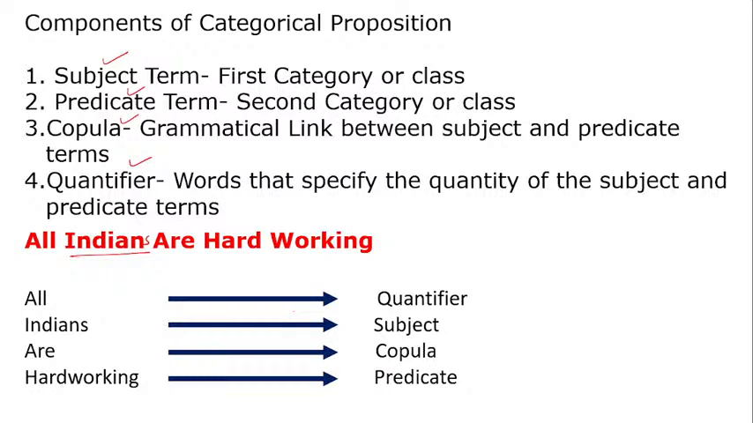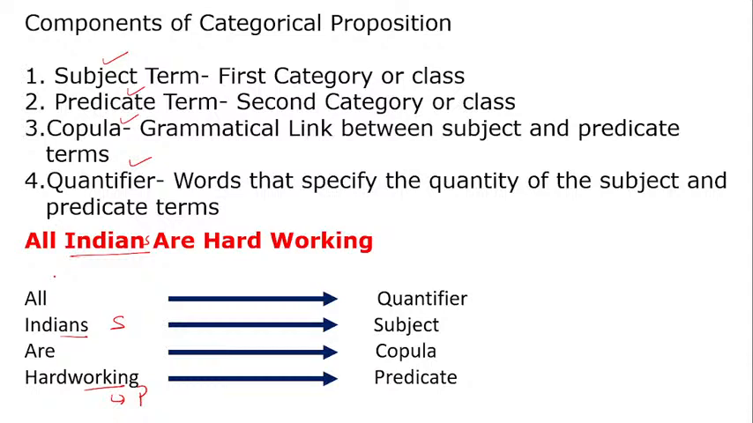No problem, Shreya. It's okay. So, all Indians are hardworking. The subject is Indians, right? And what is the quality of that? The predicate tells us about the subject. How are the Indians? The Indians are hardworking. So the subject is Indians, and hardworking is the predicate.